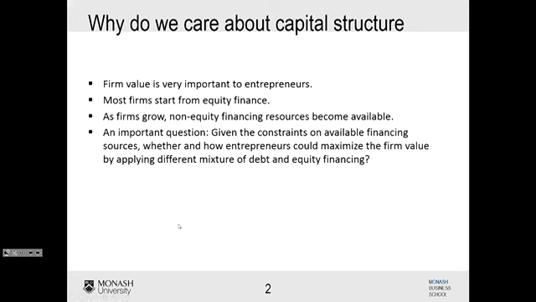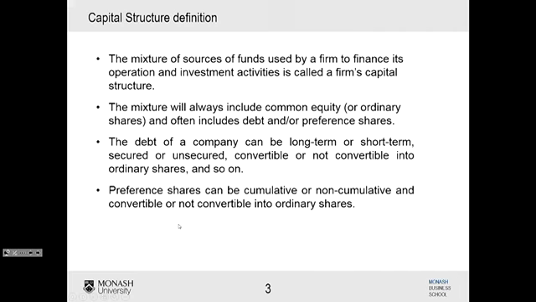So within this constraint, how to maximize the firm value? Through what? Through the mixture of debt and equity financing. So the question here boils down to whether an entrepreneur could increase the firm value by just adjusting the capital structure of the firm. So you may want to understand what exactly capital structure is.